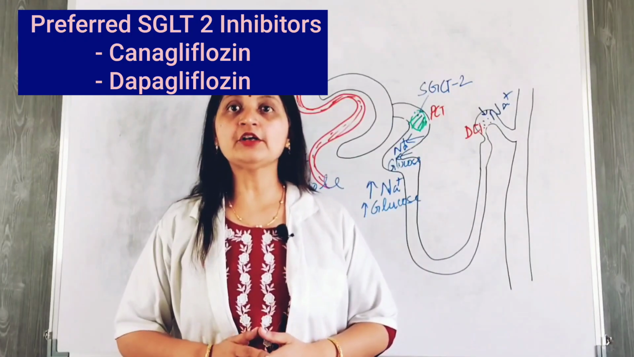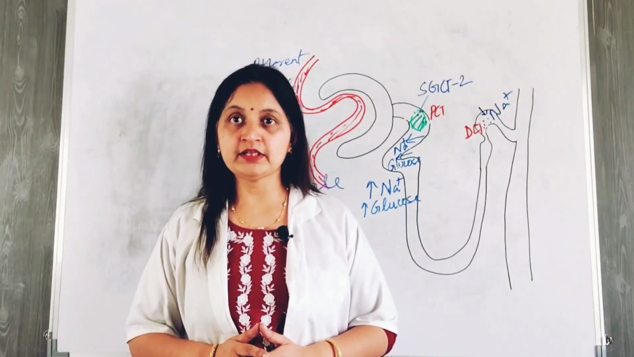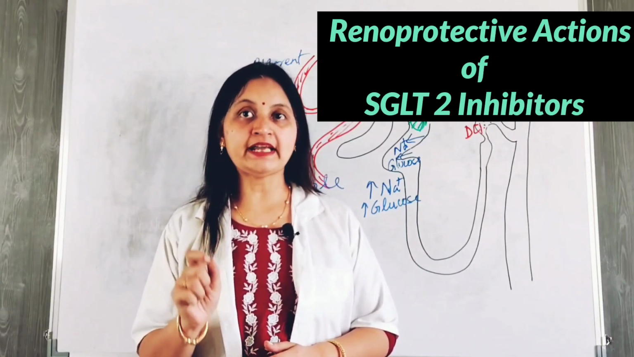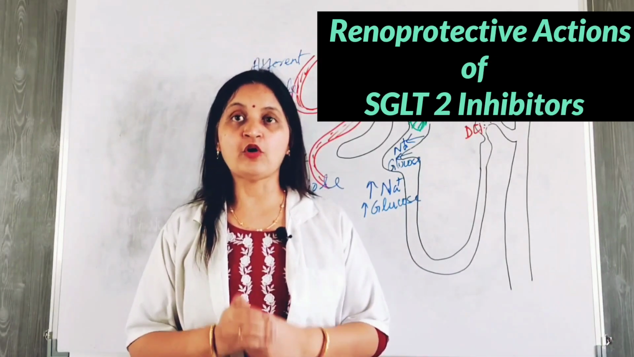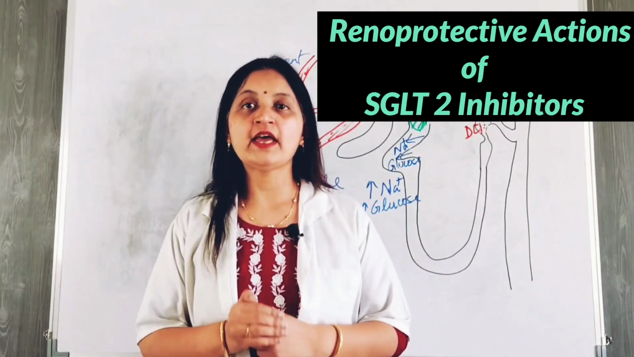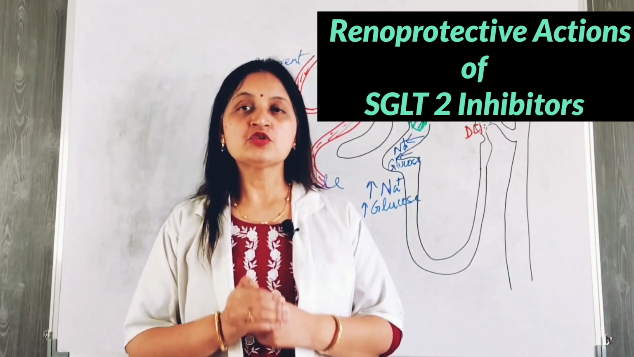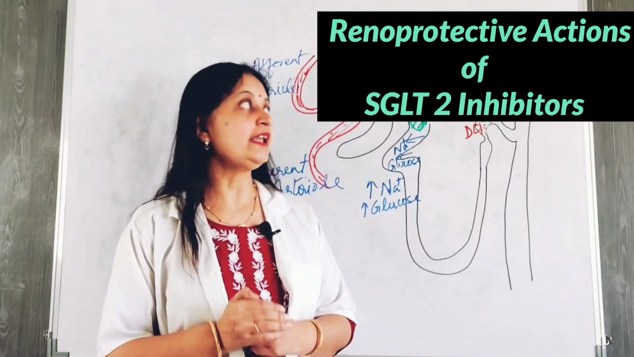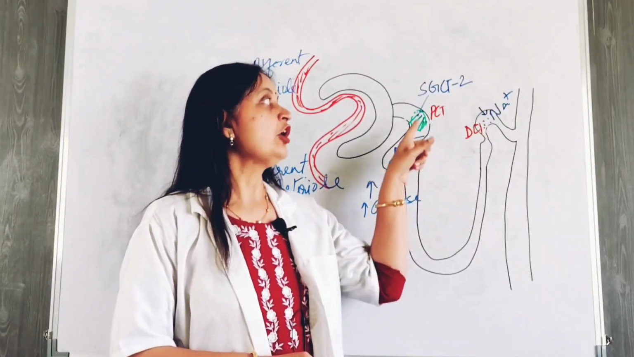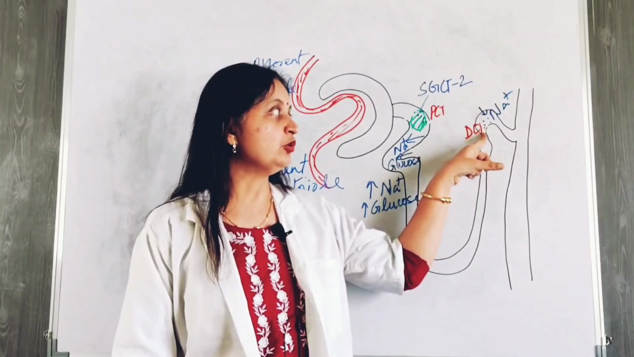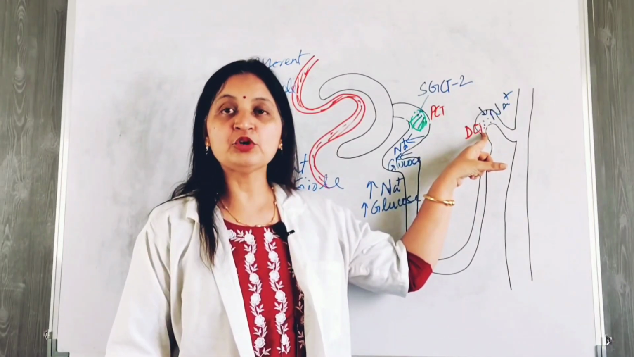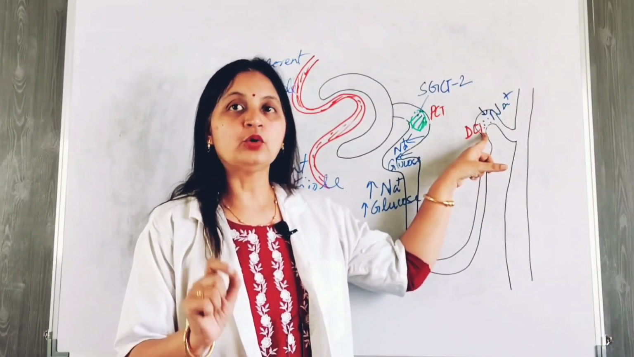So, apart from the cardiovascular effects, SGLT-2 inhibitors also have renoprotective action. So, what are the underlying mechanisms that are responsible for renoprotective actions of SGLT-2 inhibitors? So, as we have learned, these drugs, by inhibiting the transporter protein, cause increased delivery of sodium chloride to the distal convoluted tubule, and in the distal convoluted tubule, macula densa cells are located.